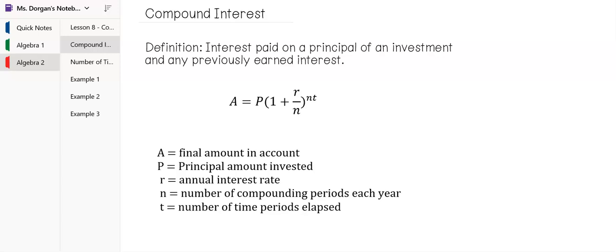So the equation is A equals P times (1 plus R divided by N) to the N times T, where A is the final amount in the account. So that's normally what you're solving for. After how many time periods, how much money am I going to have in that account? P is the principal amount invested, so that's how much you are starting with in the account. At the very beginning, how much money are you putting into the account? R is the annual interest rate. N is the number of compounding periods each year, and we're going to talk about what that means in a second. And then T is the number of time periods elapsed.